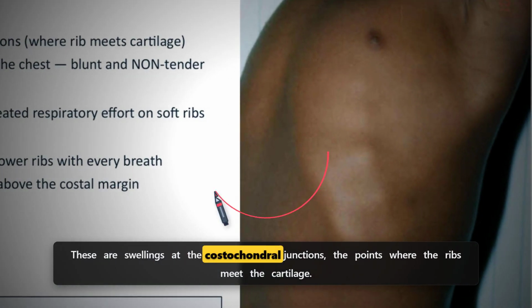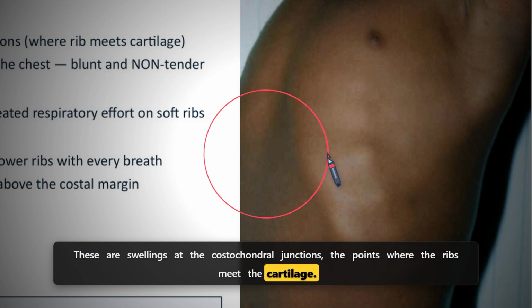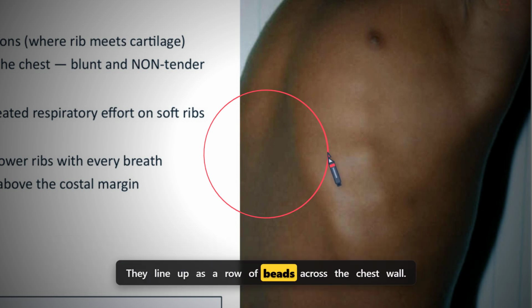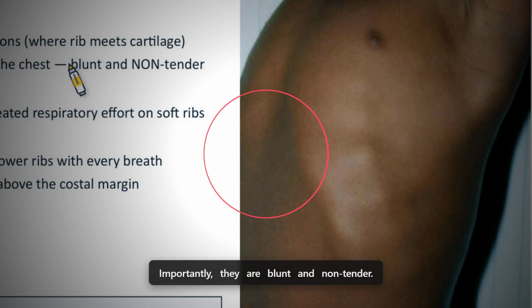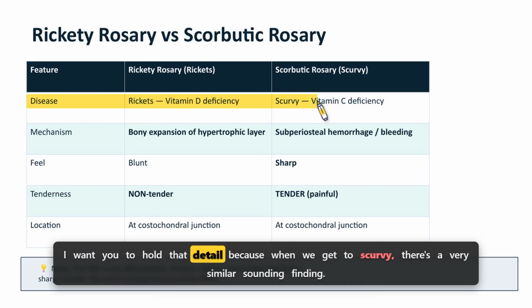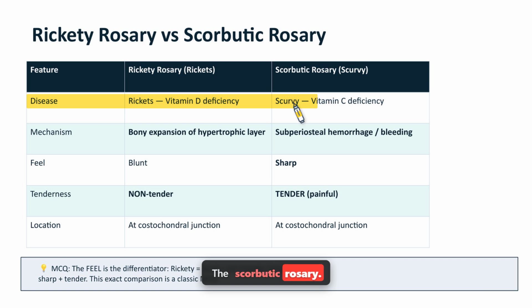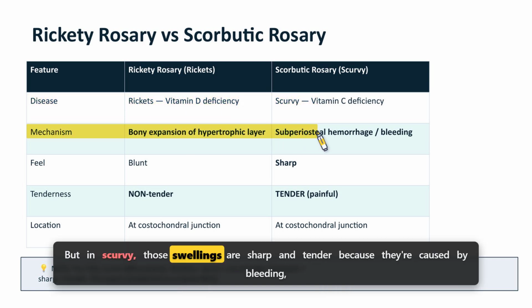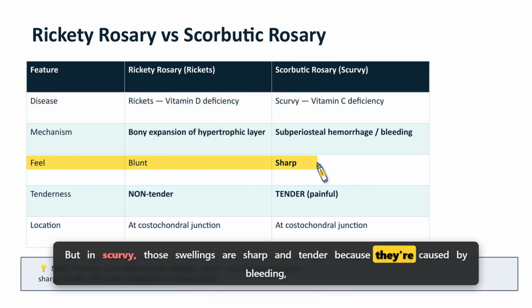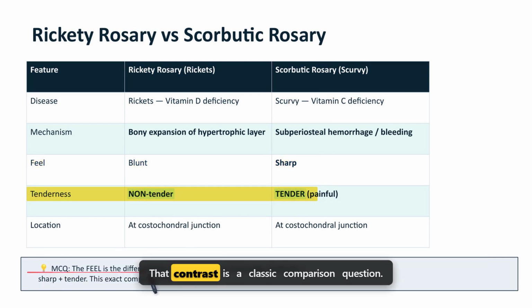These are swellings at the costochondral junctions, the points where the ribs meet the cartilage. They line up as a row of beads across the chest wall. Importantly, they are blunt and non-tender. I want you to hold that detail, because when we get to scurvy, there's a very similar sounding finding. The scorbutic rosary, but in scurvy those swellings are sharp and tender because they're caused by bleeding, not by bony expansion. That contrast is a classic comparison question.